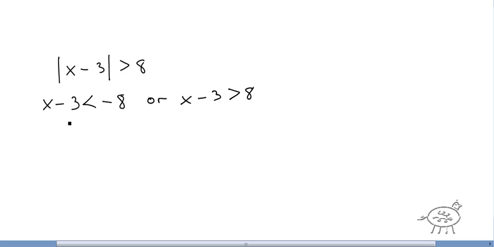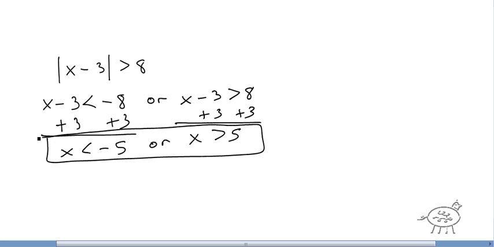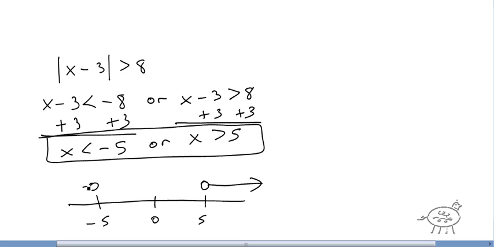And then you solve them just like the old days. Add 3 to both sides. So x is less than negative 5. Add 3 here. x is greater than positive 5. So that's my answer mathematically, and then graphing it actually turns out to be the same as the last problem. But it's open dot and open dot. And that's the answer to that problem. Pretty straightforward. Okay, so let's try another one right over here.